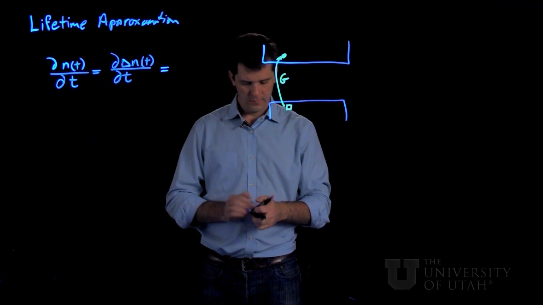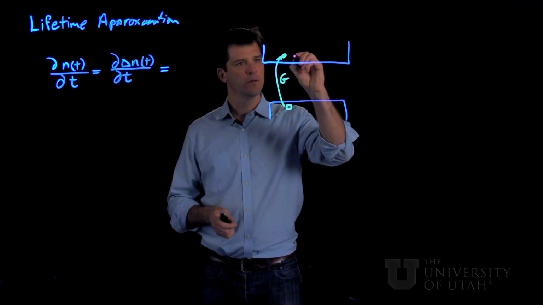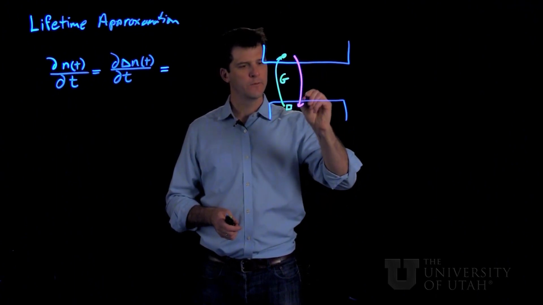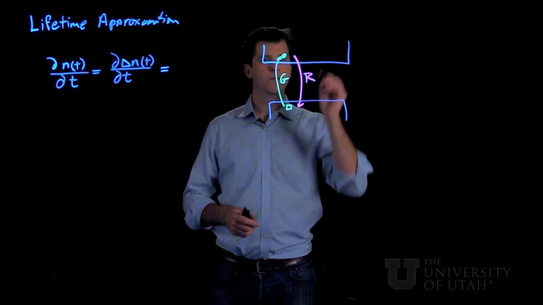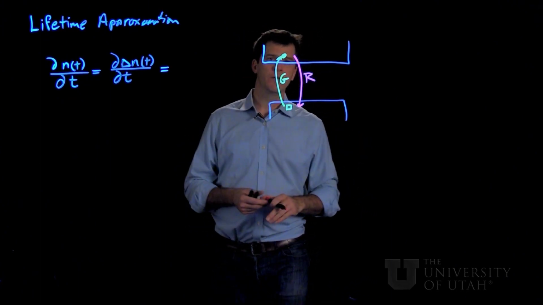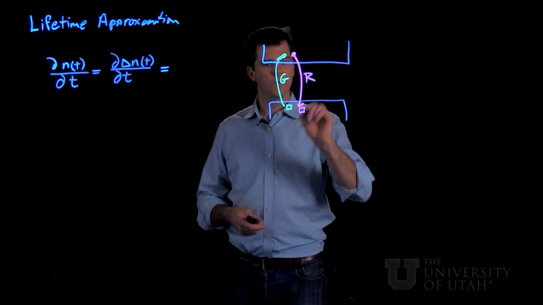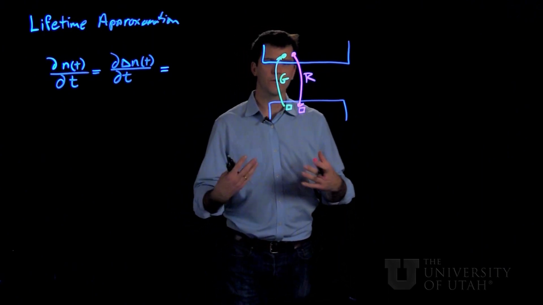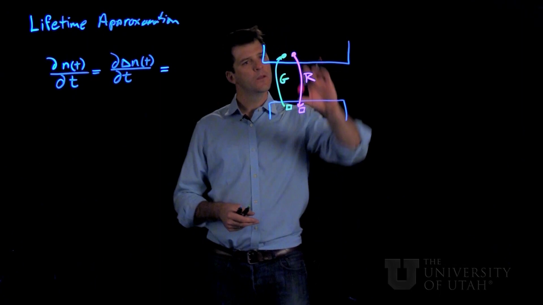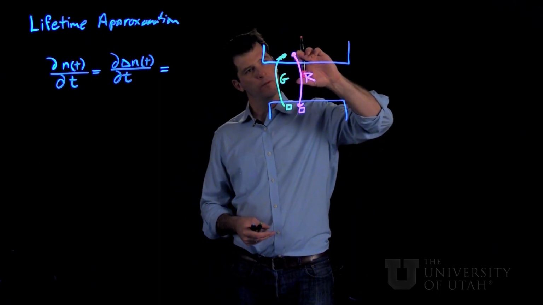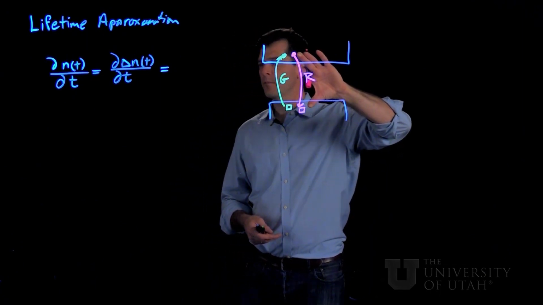And then you'll notice that I'm using the green and red markers. The recombination is the reverse process, where these electrons and holes disappear. And you'll notice that both of these processes involve one electron and one hole.